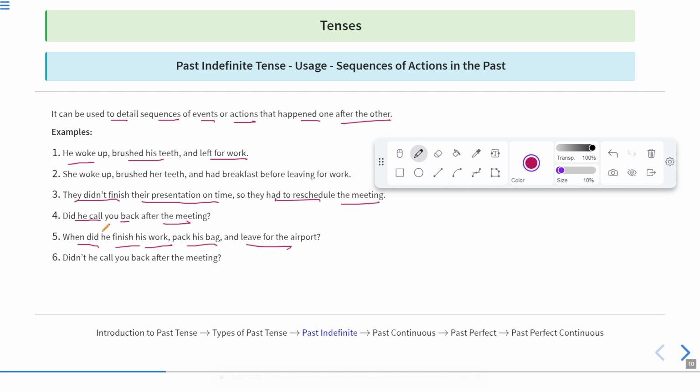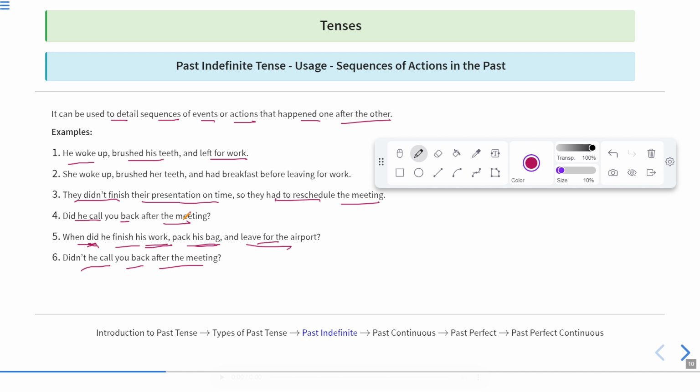Okay, now here, just keep one thing in mind. We have already written did. Therefore, all these verbs will be in first form, not the second form. Remember this. Didn't he call you back after the meeting? So all these sentences show the past.